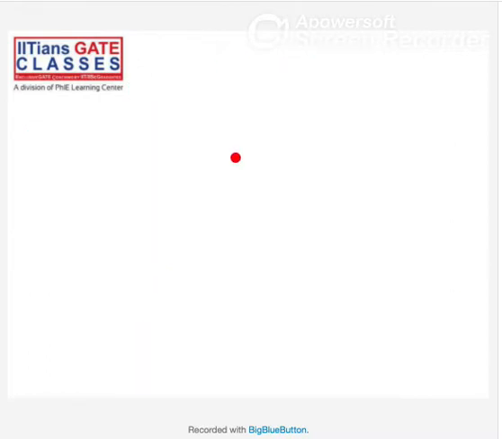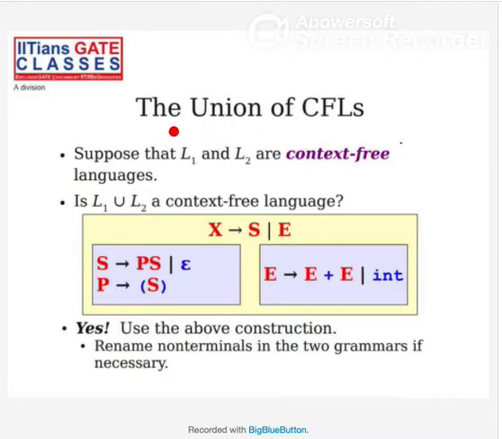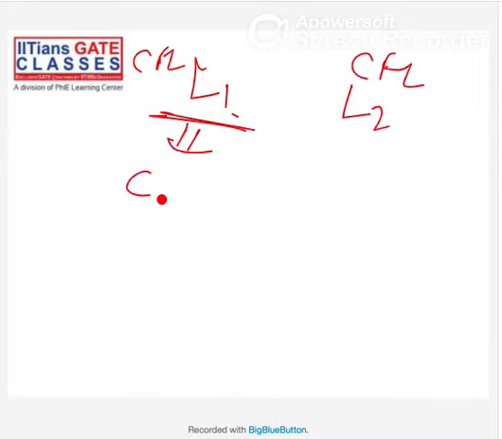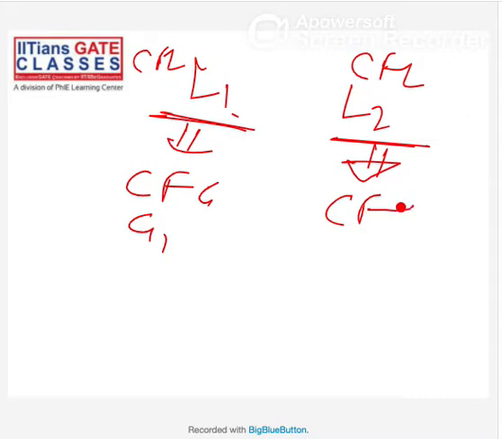Let's see the union of two CFLs. We have already seen the proof using the PDA, but you can also see the proof using grammars. Let's assume L1 is a CFL and L2 is a CFL. Because L1 is a CFL, you have a CFG, let's call it G1. Because L2 is a CFL, you have some CFG, call it G2.